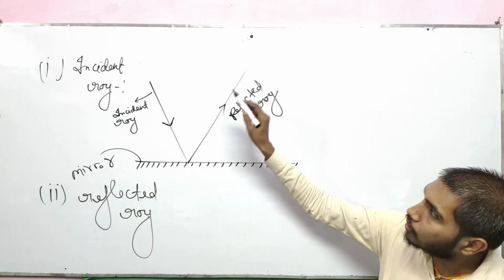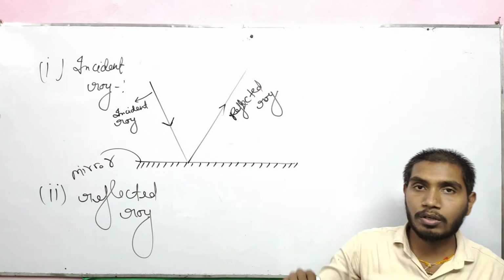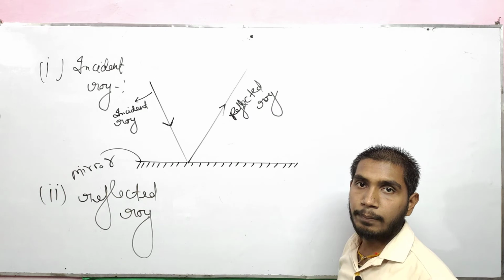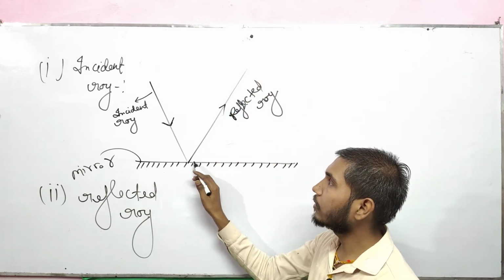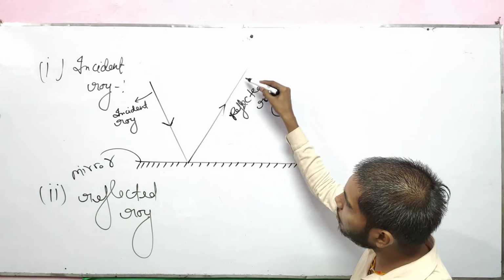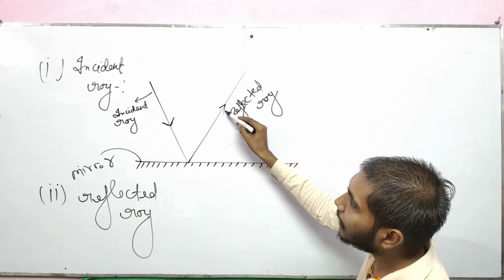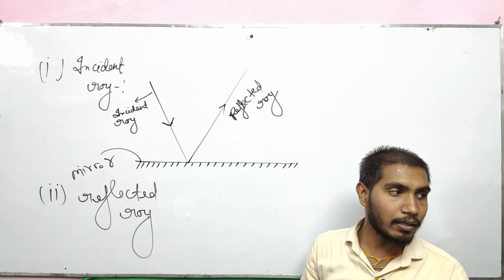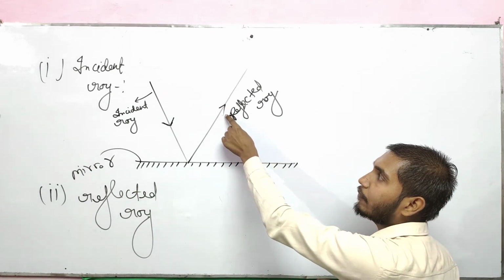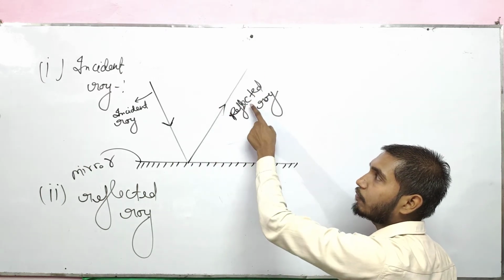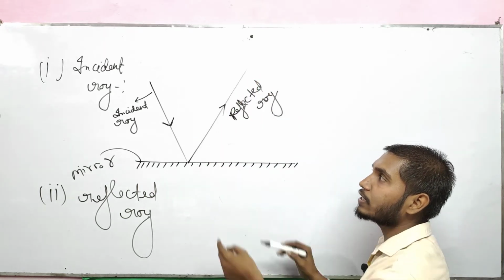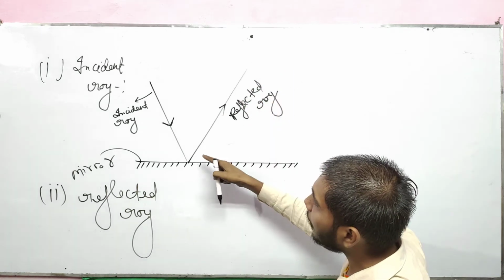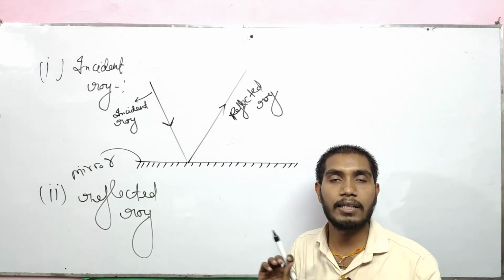This reflected ray is always shown by an arrow, with the arrowhead pointing away from the mirror. Okay, pointing away from the mirror. Clear?